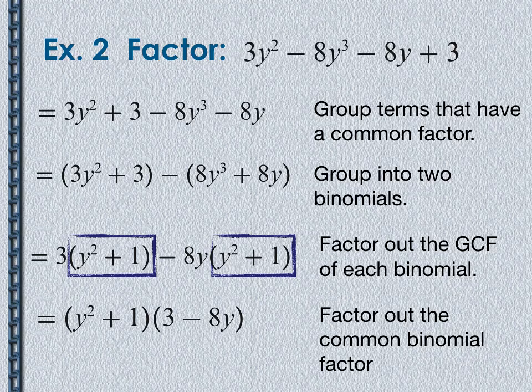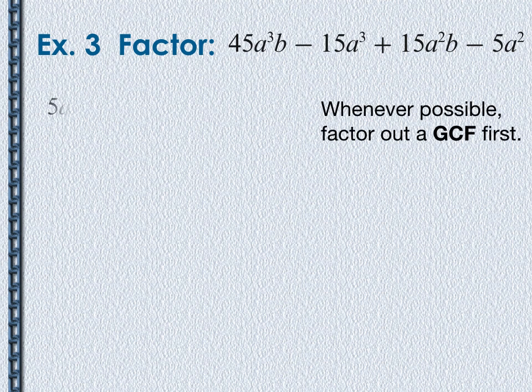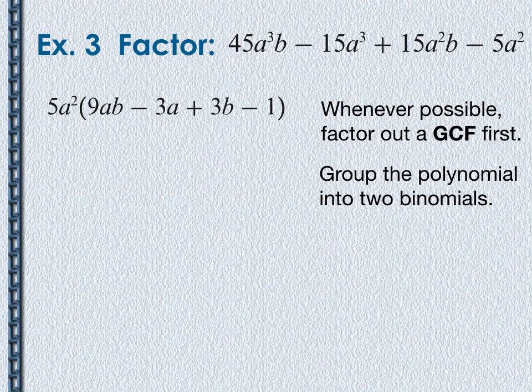All right, another example. This one's a little different because there is a common factor that all 4 terms share. We can factor out a 5 and an a squared from all of the terms. And now that polynomial in parentheses is what we're going to factor using grouping. We'll bring down the GCF, but focus on the polynomial in the parentheses. We'll group that into 2 binomials. We'll use the exact order that's shown.